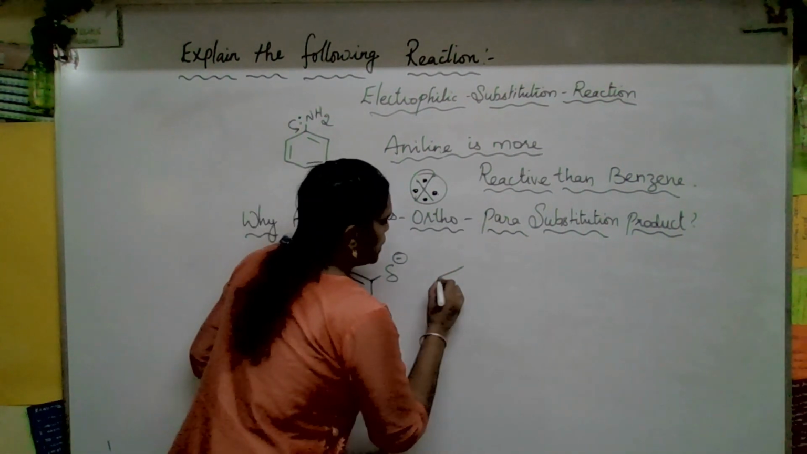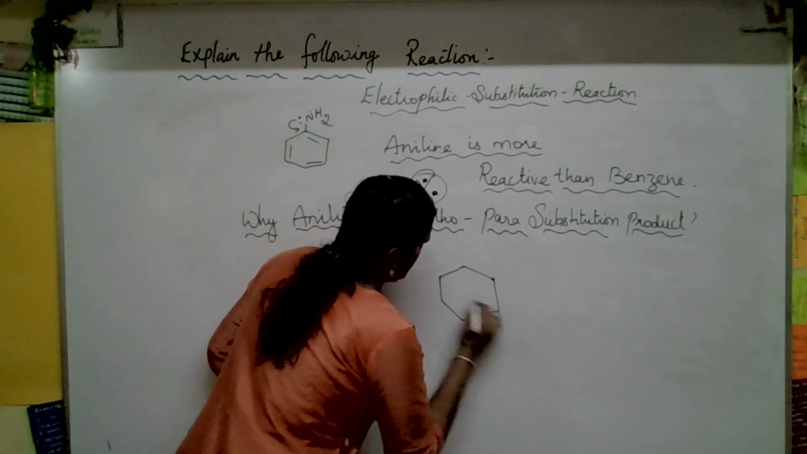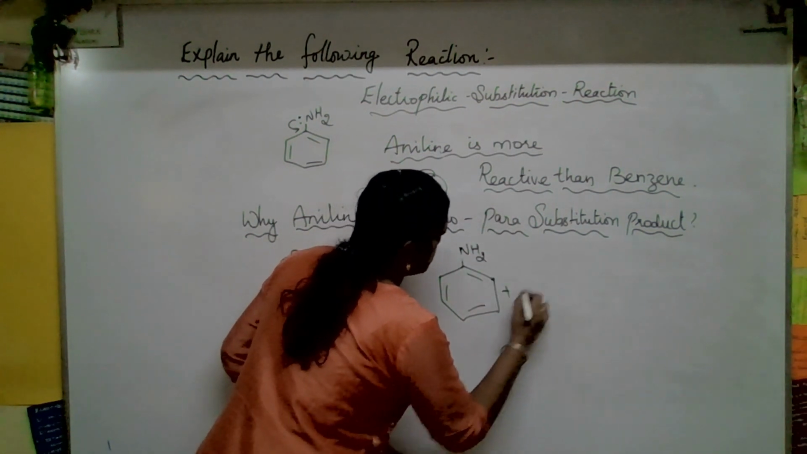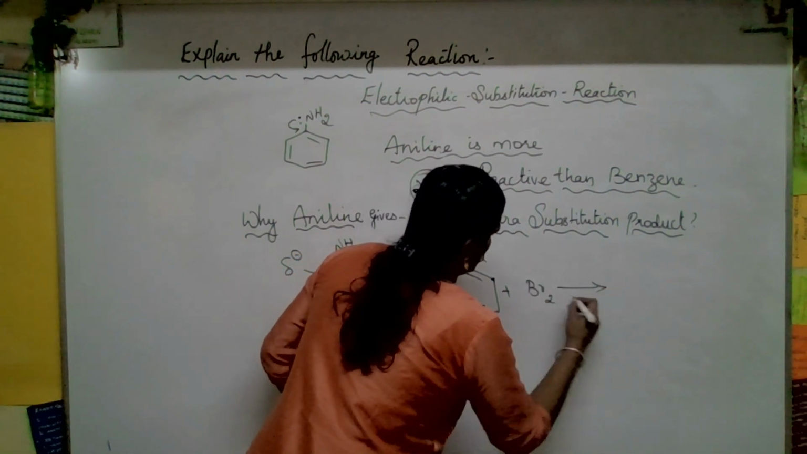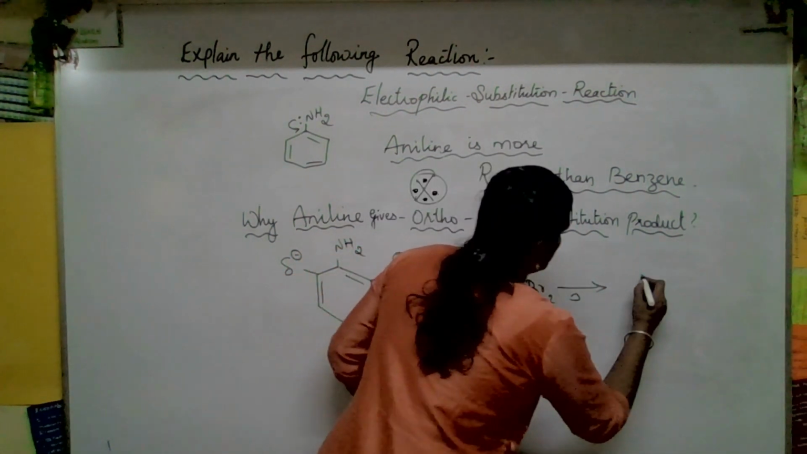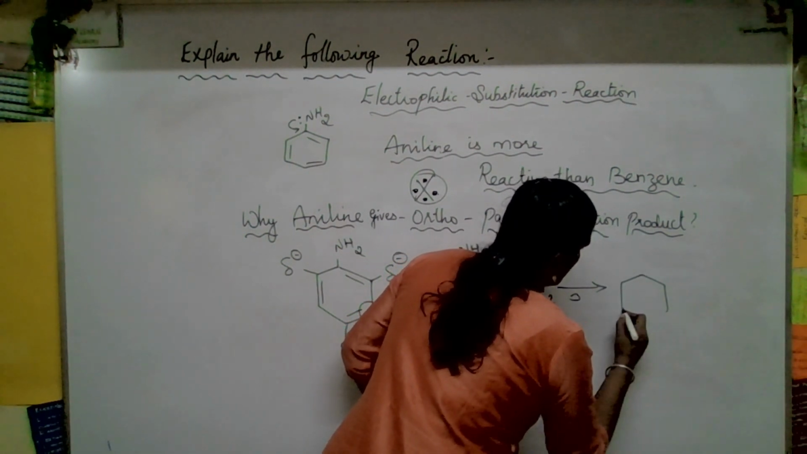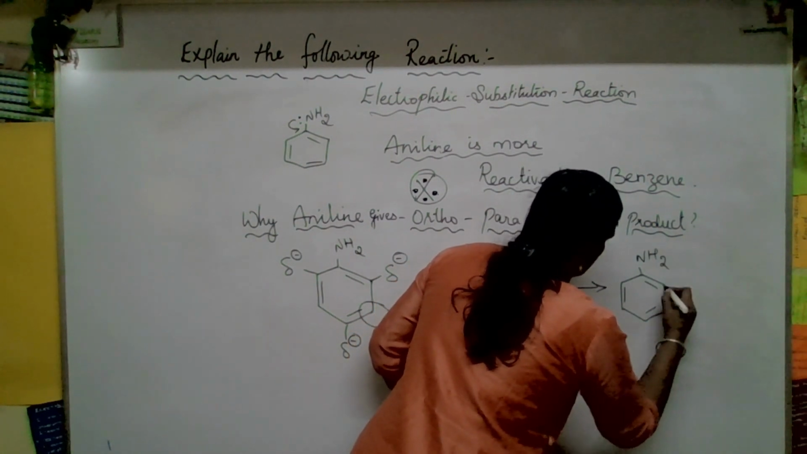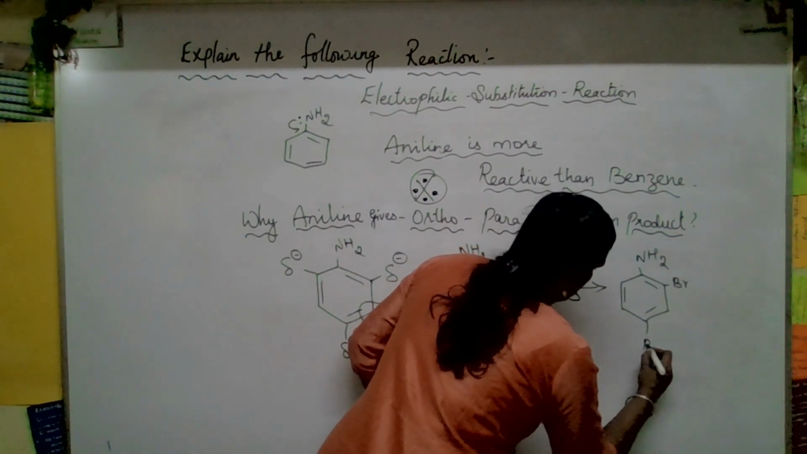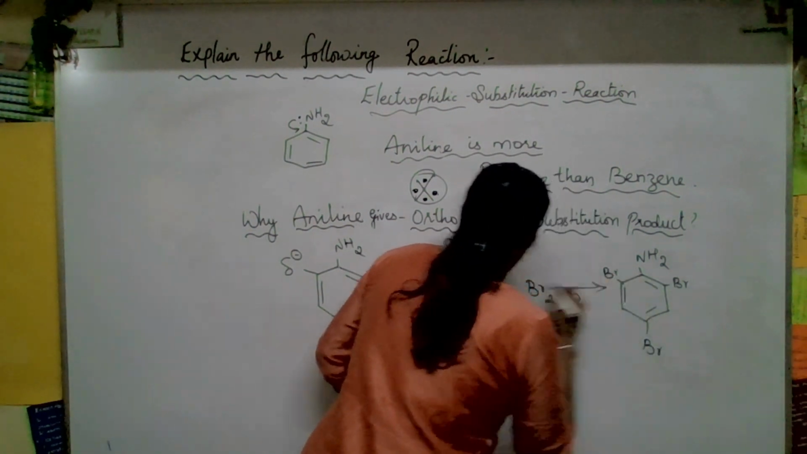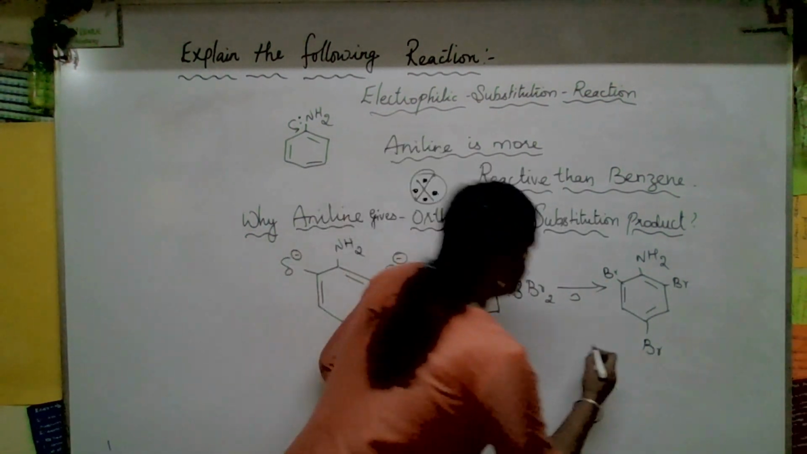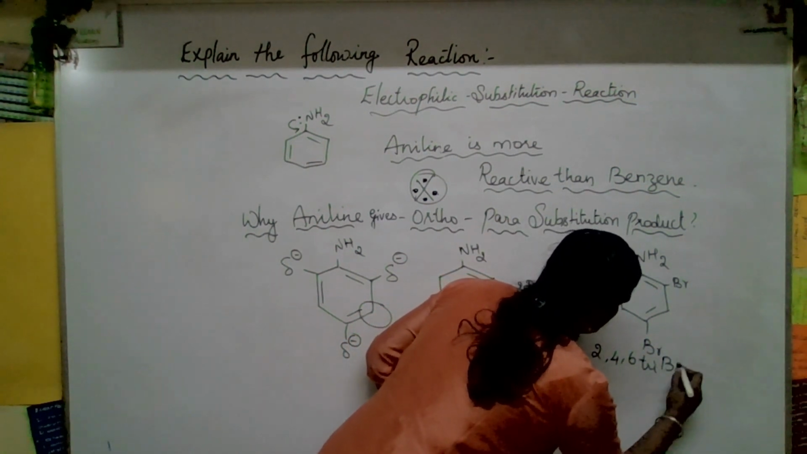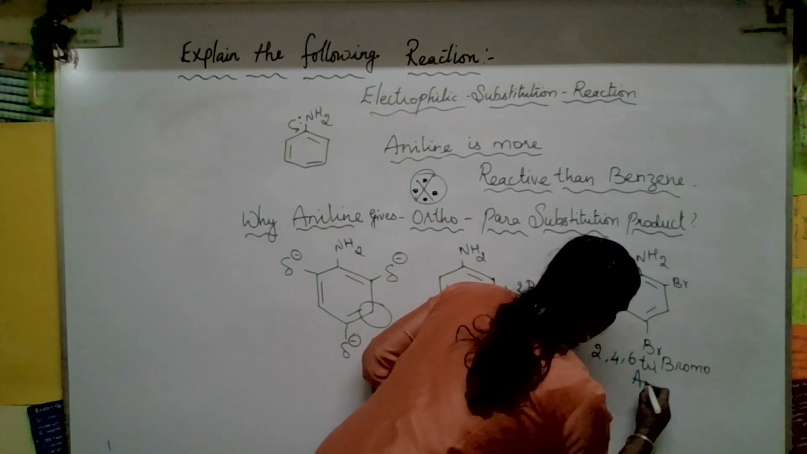Now for example, aniline reacts with bromine water. If you heat, what happens? You will get 2,4,6-tribromoaniline. Here NH2, here Br, here Br, and here Br. So you will get 2, 4, and 6 tribromoaniline.